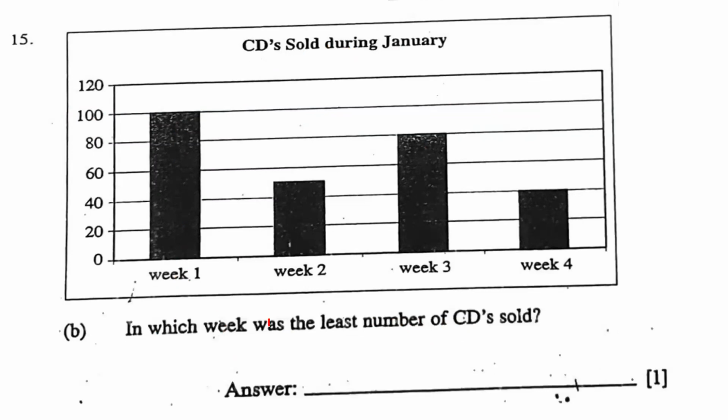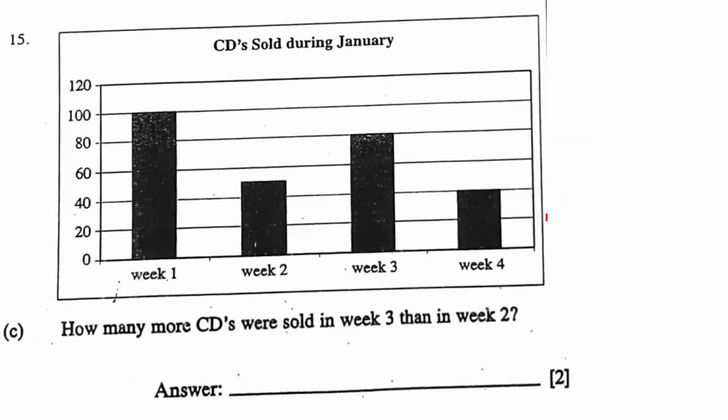It says, in which week was the least number of CDs sold? So we have to look at the smallest or the shortest bar, and that would be week 4 with only 40. And so the correct answer here is week 4. Okay, let's move on to question C.